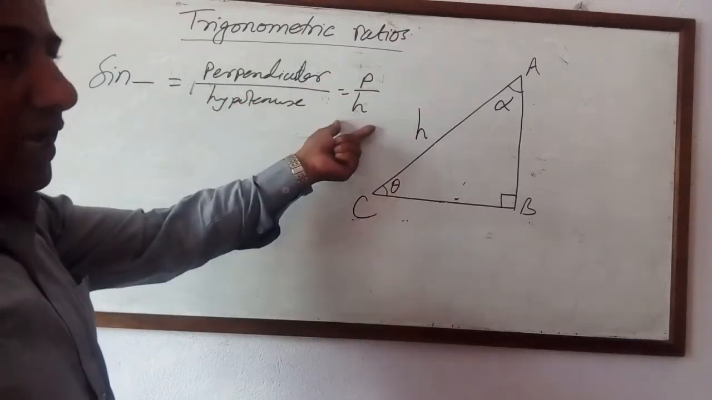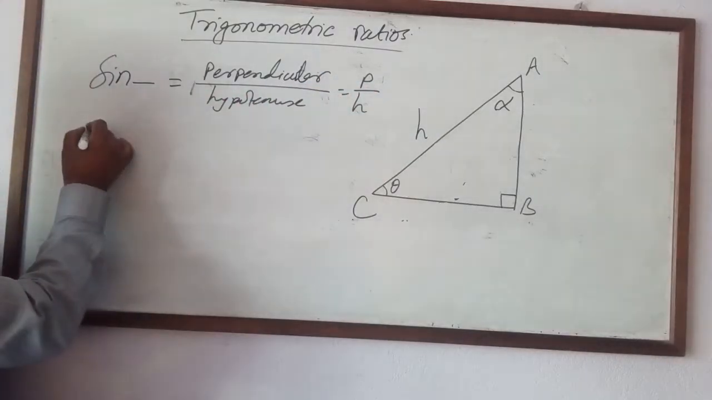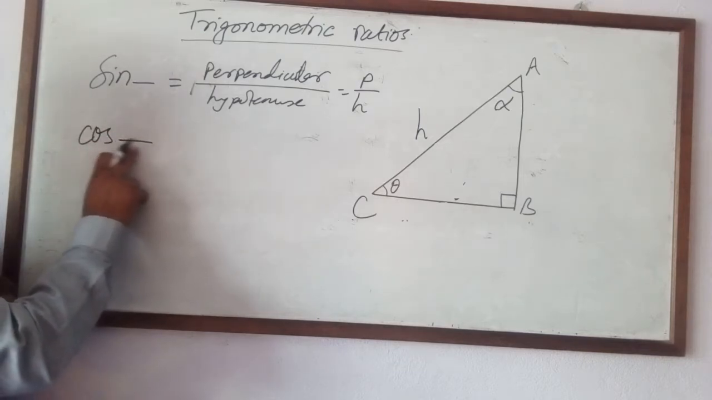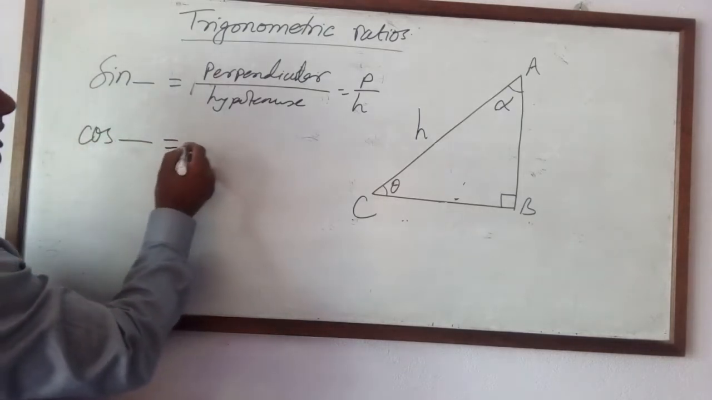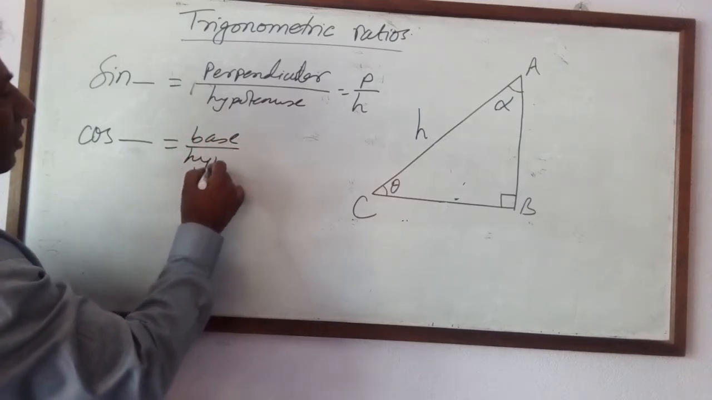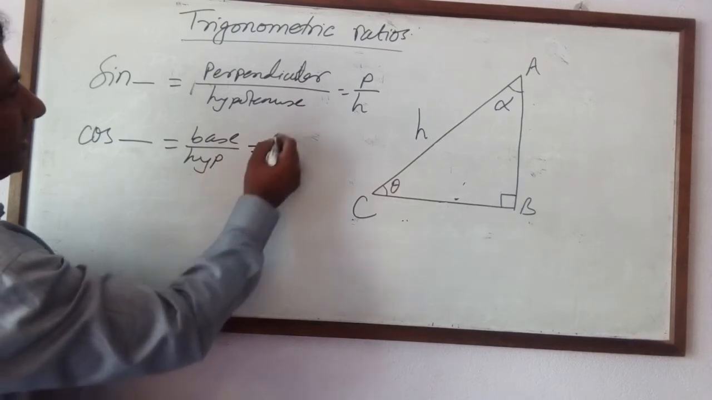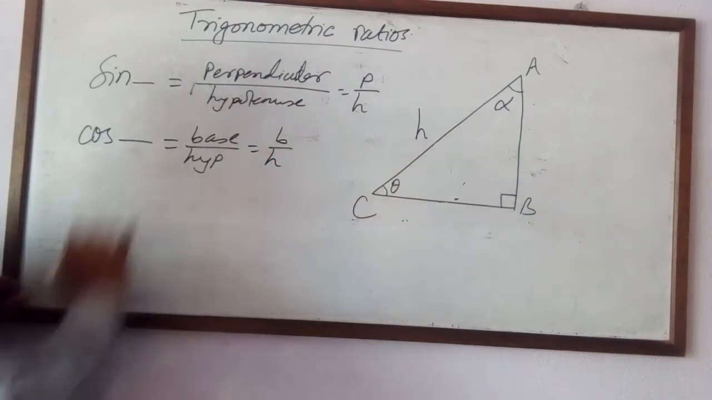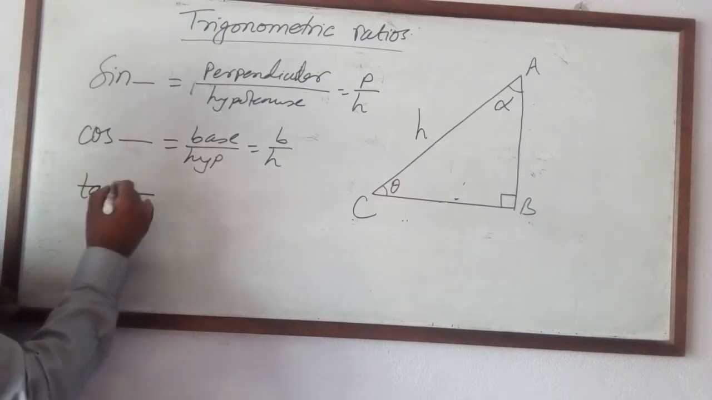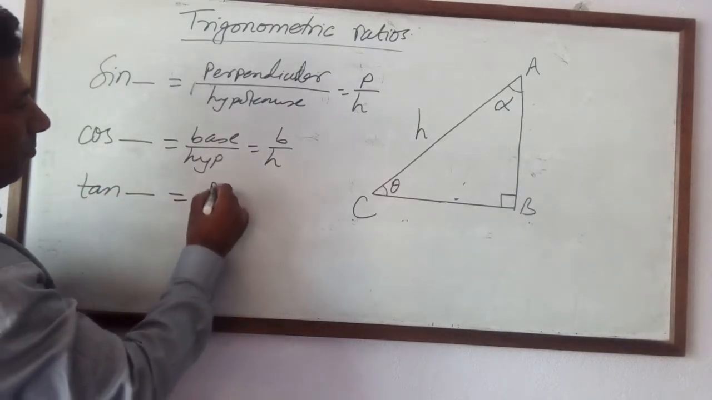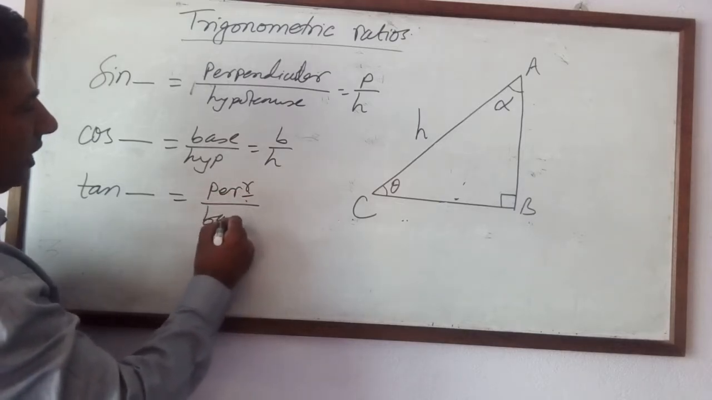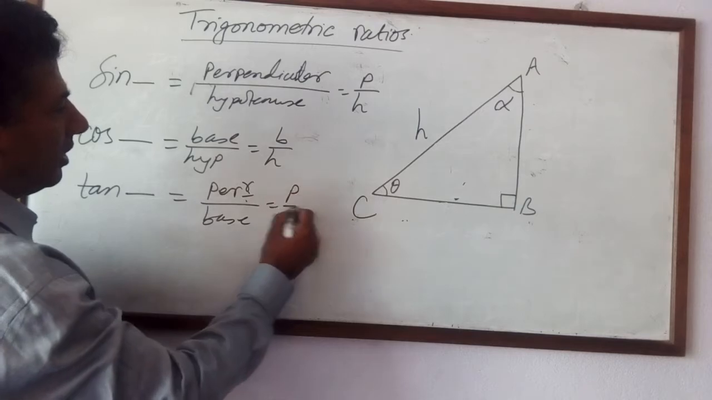Sine means P by H. And cos is also a ratio. I'll leave the space here, and you have to mention the angle. Cos means the ratio of base to hypotenuse, B by H. You have to remember this. And another one is tan. Tan means perpendicular by base, P by B.